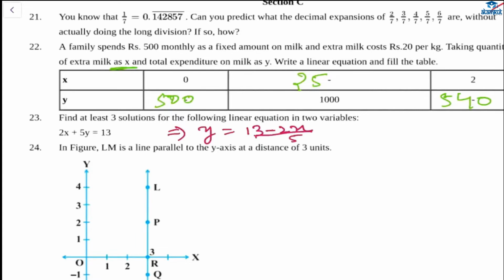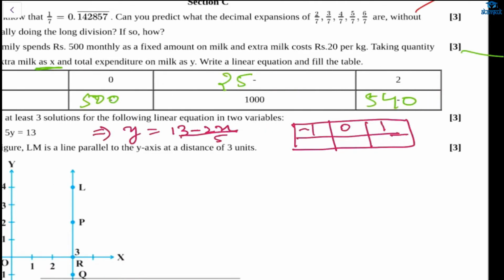Now you are going to draw a table, and you can take -1, 0, 1. Generally, we take these values, but it is not compulsory that you take these values. You can take 2, or you can take only positive values and not 0. But these are the general ones, and try to take 5 points. For x equal to 0, it will become 13 divided by 5.